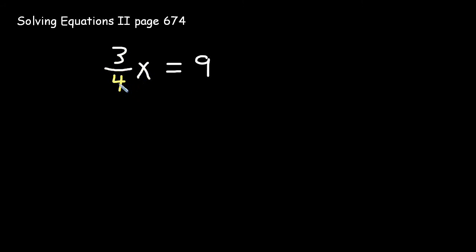This is 3 divided by 4. What is the opposite of dividing by 4? Well, the opposite of dividing by 4 is to multiply by 4. And so what you do to one side of the equation, you must do to the other side of the equation. And so what we want to do is multiply both sides of this equation by 4.